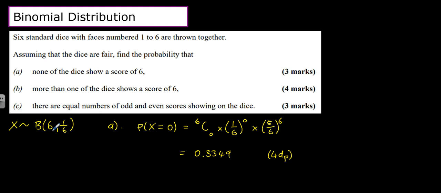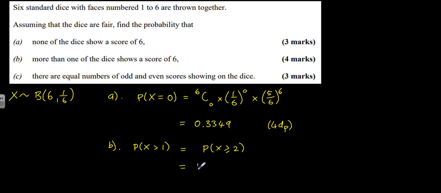Okay, so once we had the math set up, not a tricky question to answer. More than one of the dice, so we have x is greater than 1. Now remember, this is the same as what we've done a few times before. More than 1 means x is greater than or equal to 2. It also means we can do 1 minus the probability that x is less than or equal to 1.